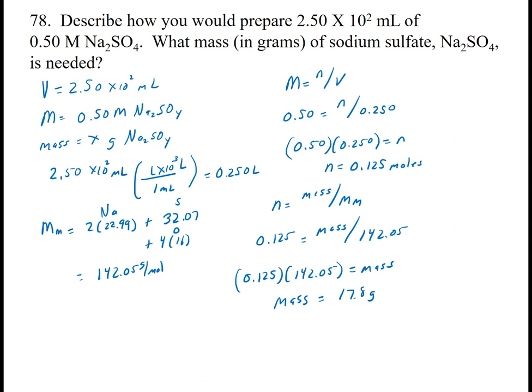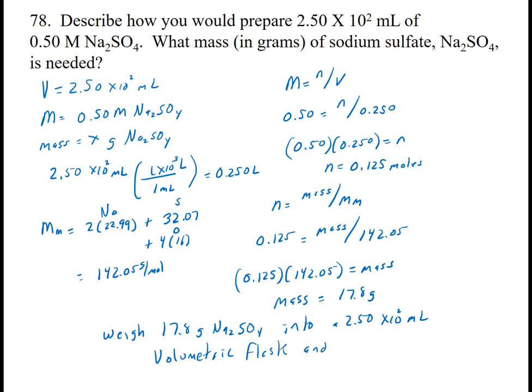And again, like I said, there's usually a description. So the description would be something like: weigh 17.8 grams sodium sulfate into a 2.50 times 10 to the second milliliter volumetric flask and dilute to the mark. So that would be how you would prepare it.